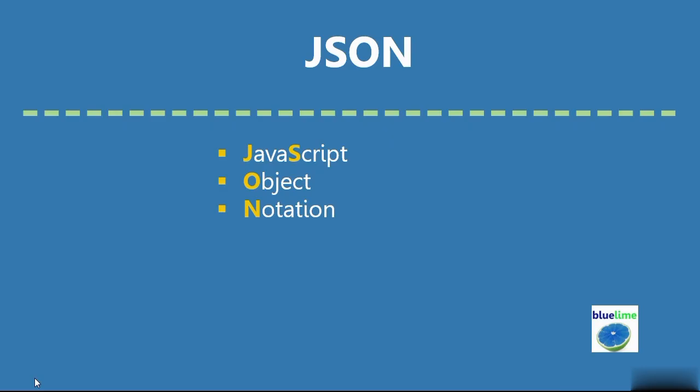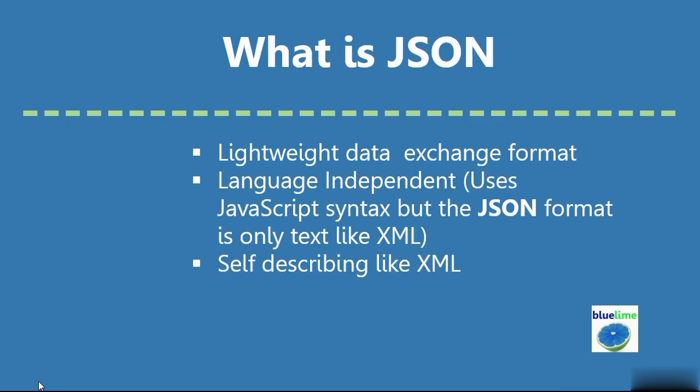JSON stands for JavaScript Object Notation. JSON is a lightweight data exchange format. It is language independent. What that means is that you can use JSON regardless of the programming language. JSON uses the syntax for JavaScript, but the actual format in which it exchanges information is text.